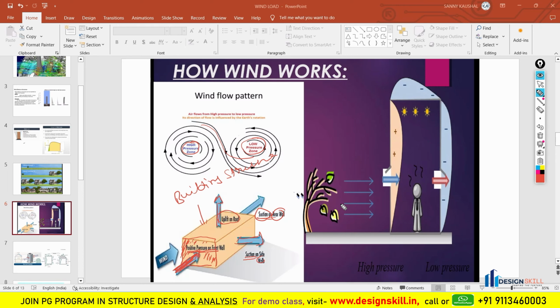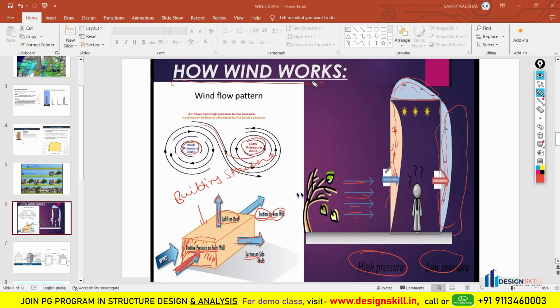Now the same thing is explained here also. So this is the wind flow, and the positive sign reflects that this is the positive pressure applied on this wall, and this is the negative pressure applied on the rear wall, and also negative pressure is applied, causing uplift here on the top of the roof. So high pressure is created here, and low pressure is created at this position. So this is how the wind works.